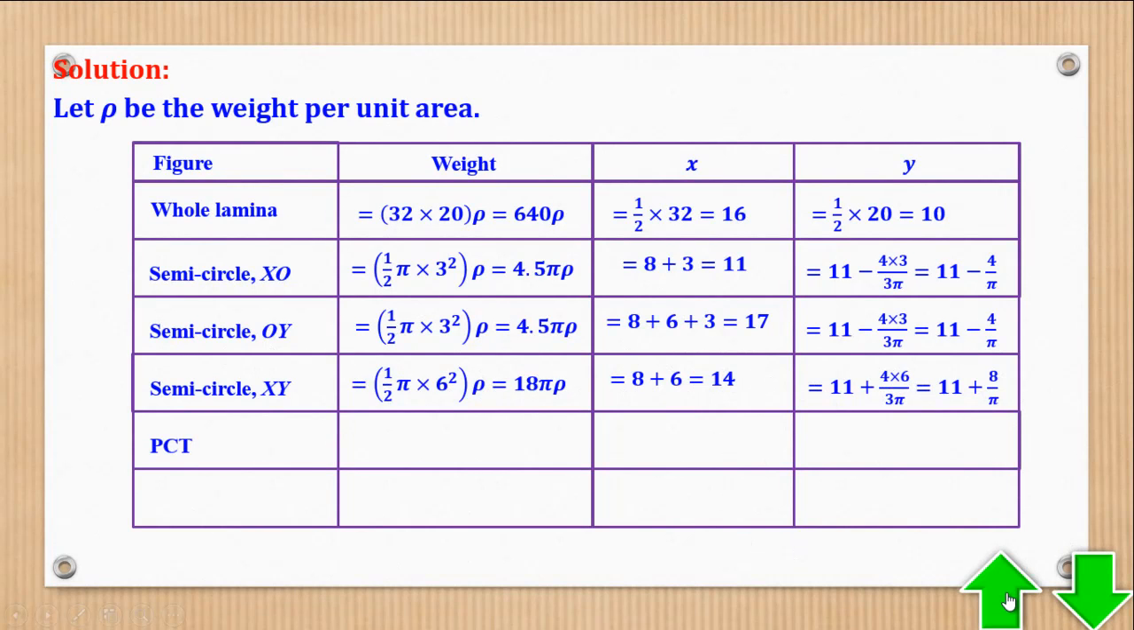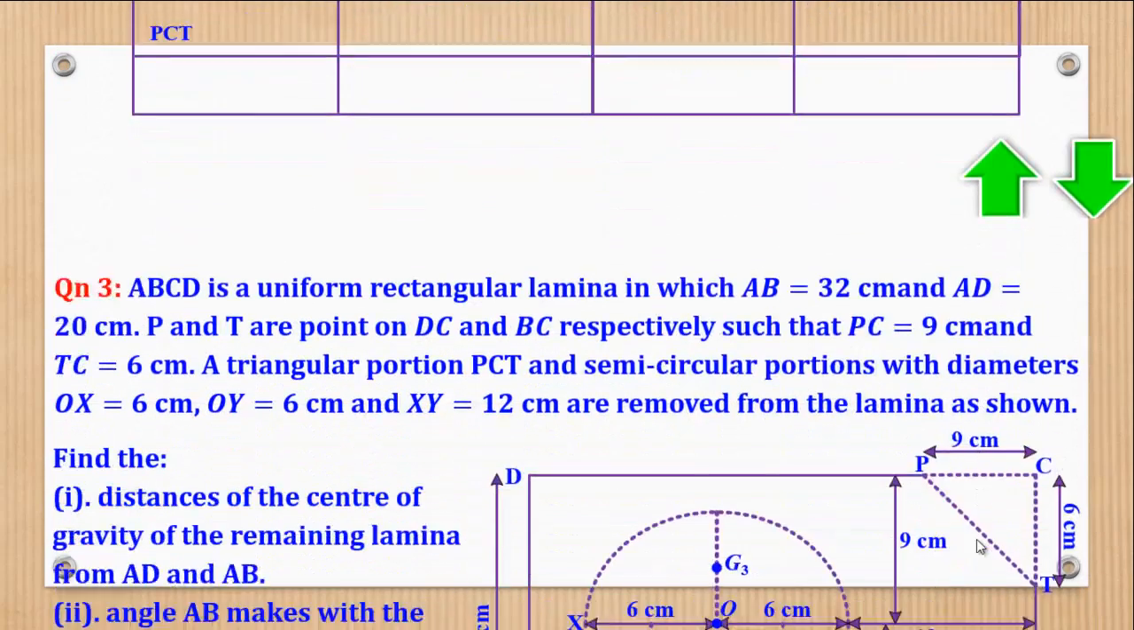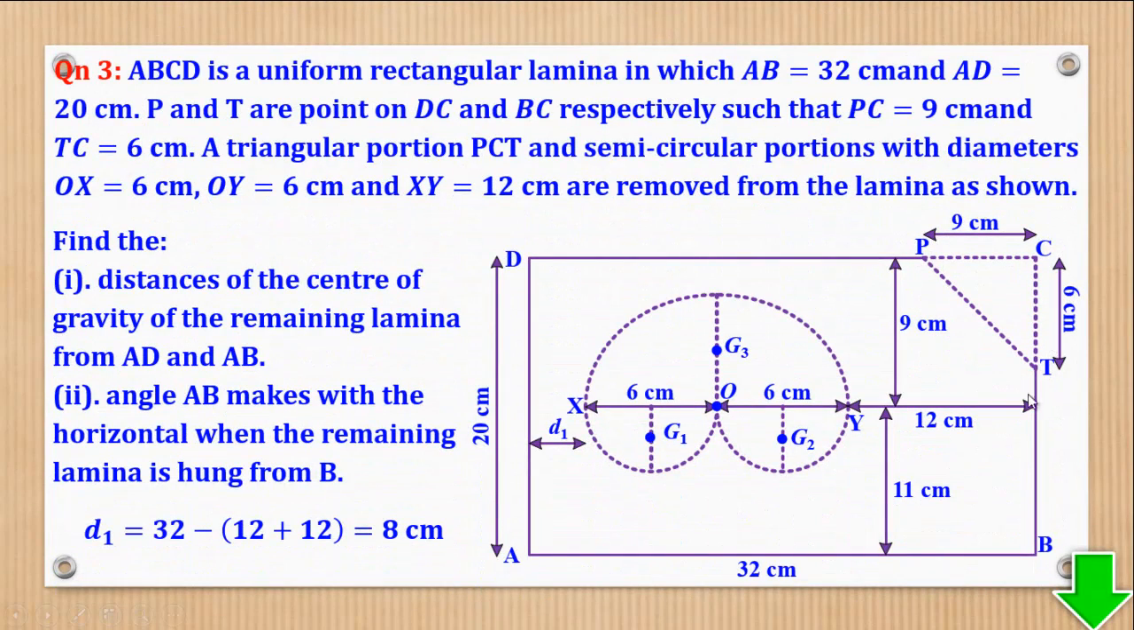Then for PCT, that triangle, so from here to here, it is 2/3 of 9. What about from here up to, okay, the easiest is this. From here to here is 1/3 of 9, but the whole of this is 32. So it will be 32 minus 1/3 of 9, minus 9 over 3.